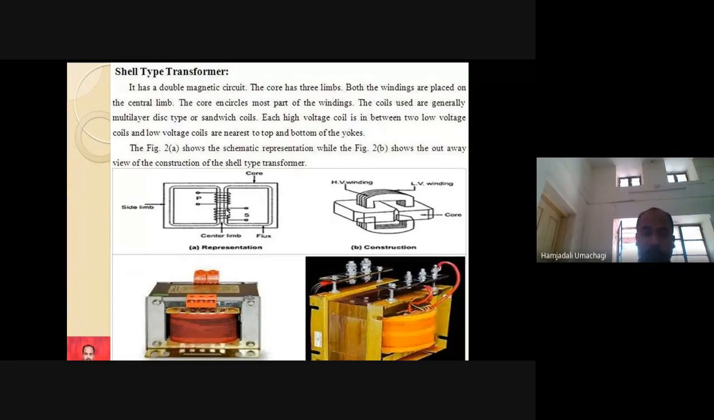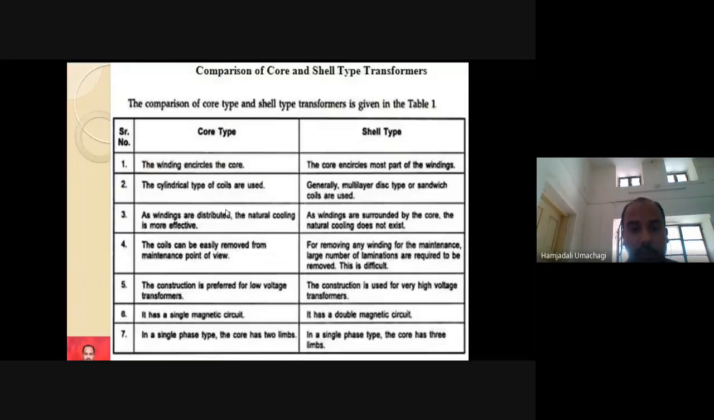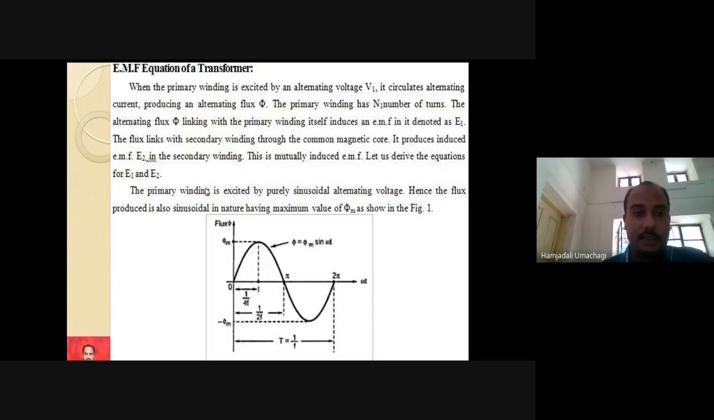Just recall all the things whatever you have studied in basic electrical engineering transformer subject. Then comes the comparison between core type and shell type. You can go through this when I supply the notes for you. This is required just for your basic understanding. This is not there in your syllabus. Today whatever I'm dealing with, I am just recalling all your basic concepts. Remember, so, EMF equation.